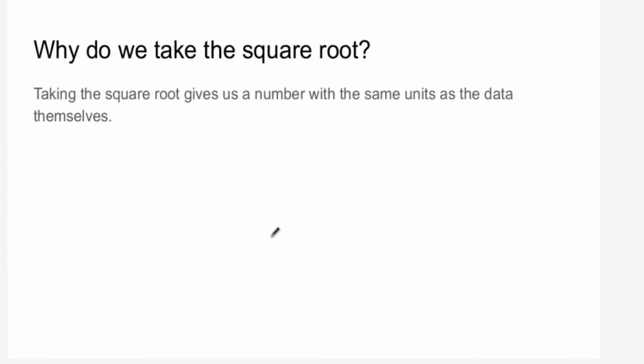Finally, a really simple thing about why do we take the square root? Well, if I calculated the variance s squared, suppose I'm measuring heights of individuals, that number would give me height squared, and that's not really a thing we care about. If we're talking about heights, we like to compare heights. So by taking the square root, we get back to a number with the same units as the data itself.